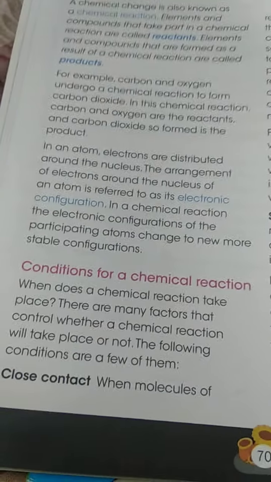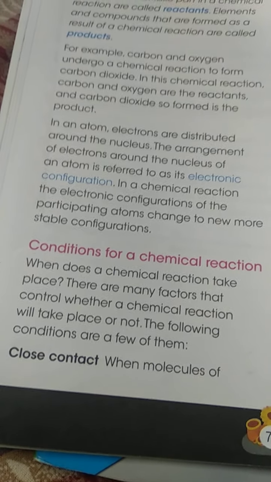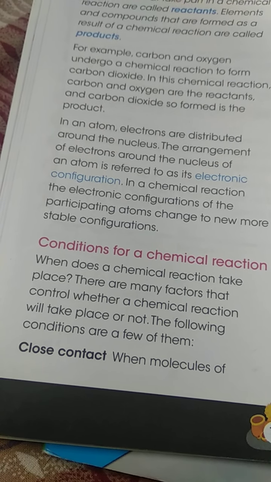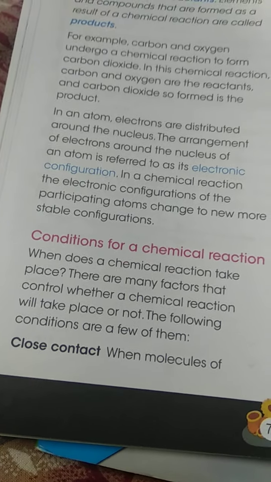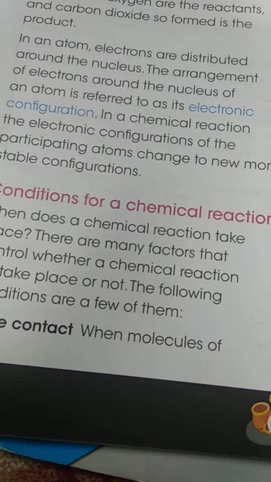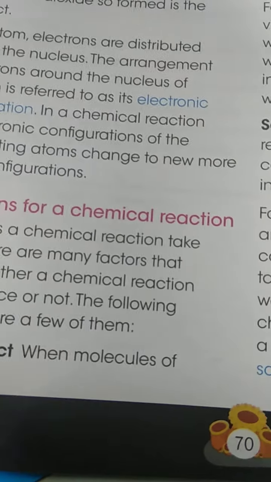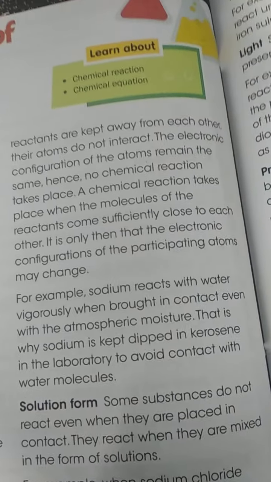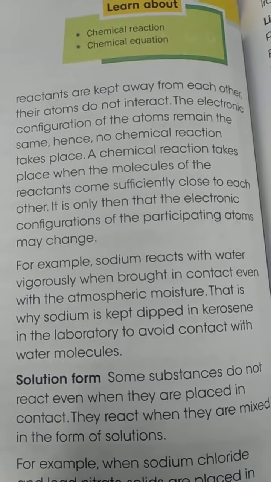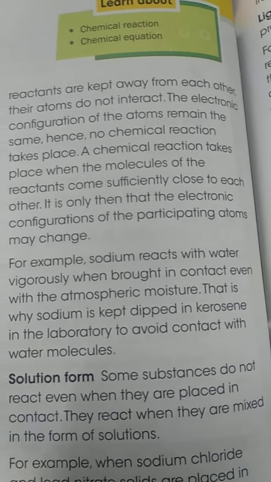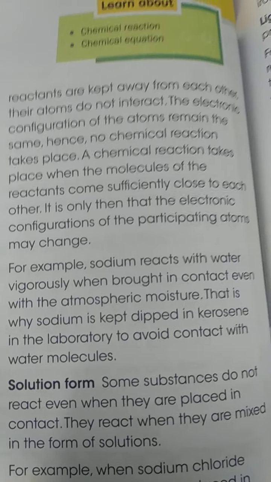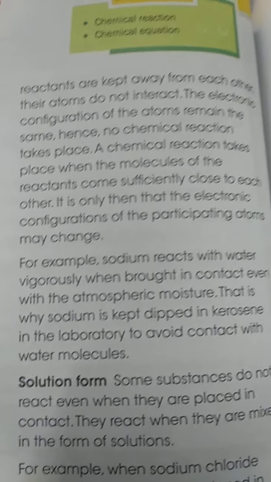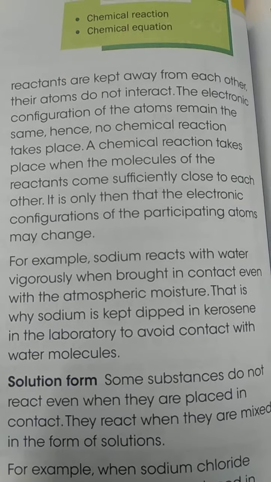Condition of chemical reaction. When does a chemical reaction take place? Now, how do we know whether a chemical reaction is taking place or not? When the molecules of two reactants are kept close to each other, their atoms do not interact. The electronic configuration of the atoms remains the same. Hence, no chemical reaction occurs. But when the molecules of the reactants come sufficiently close to each other, it is only then that the electronic configuration of the participating atoms may change.